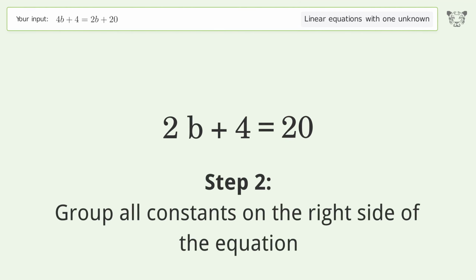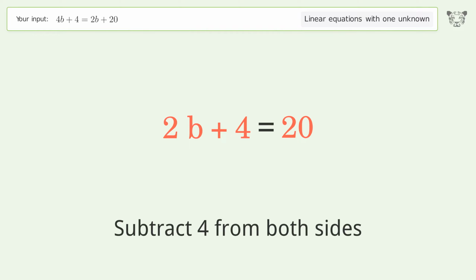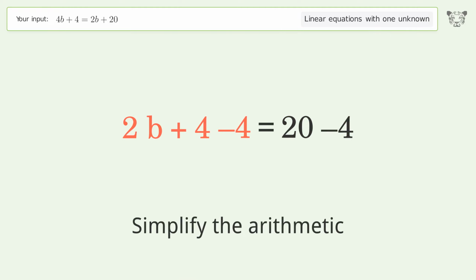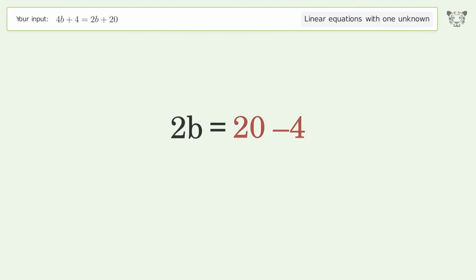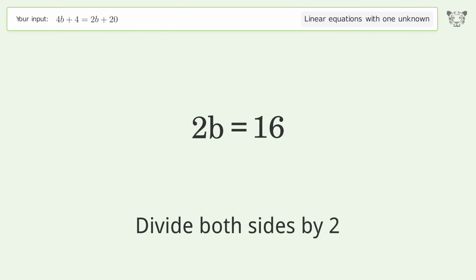Group all constants on the right side of the equation. Subtract 4 from both sides. Simplify the arithmetic. Isolate the b. Divide both sides by 2.